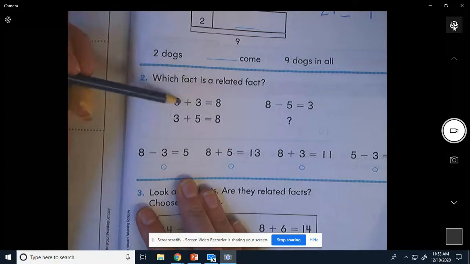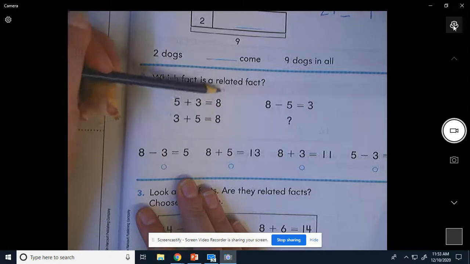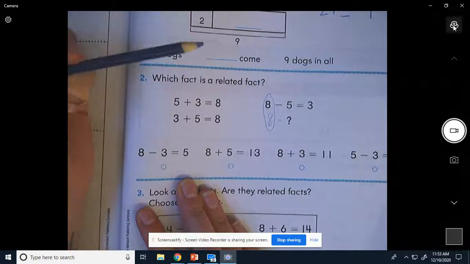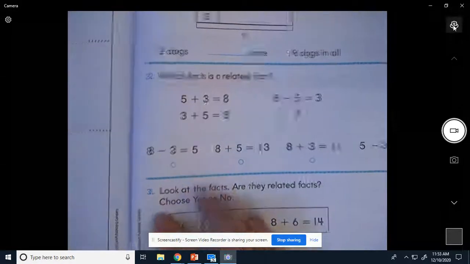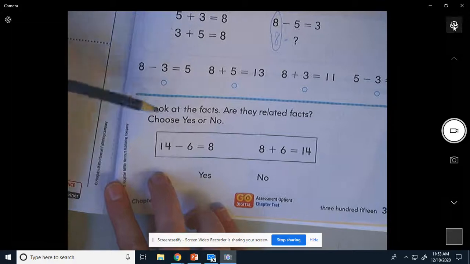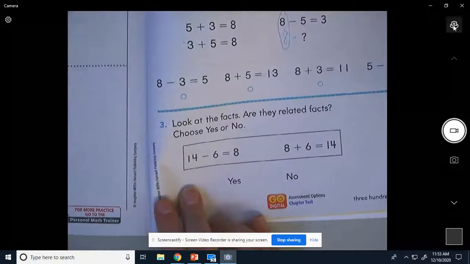Remember, when you're adding with fact families, the biggest number is always last. When you're subtracting with fact families, the biggest number is always first. Okay, so which way did they not do yet? Look at the facts. Are they related facts? Choose yes or no. Are these fact families? Do they have the same numbers?